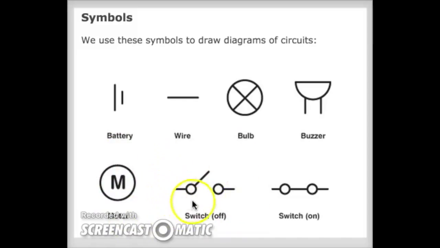Here we have a switch. So obviously we can see that the switch here is off because the wire here, which is represented by this component here, is not connected. So therefore it is off. But here the wire is connected. So that means it is on. This is a closed circuit whilst this is an open circuit.